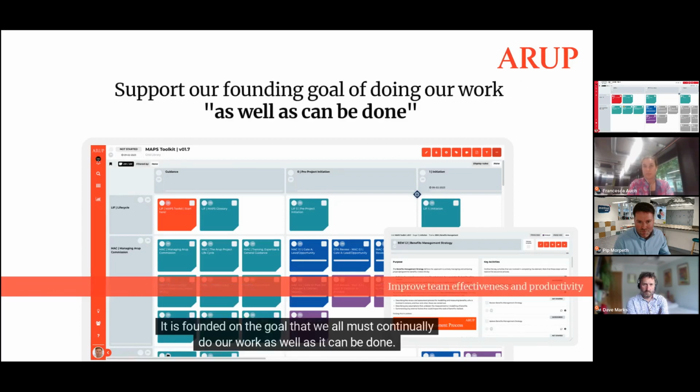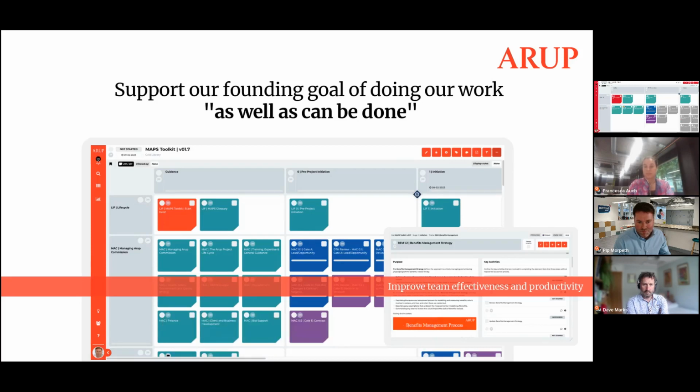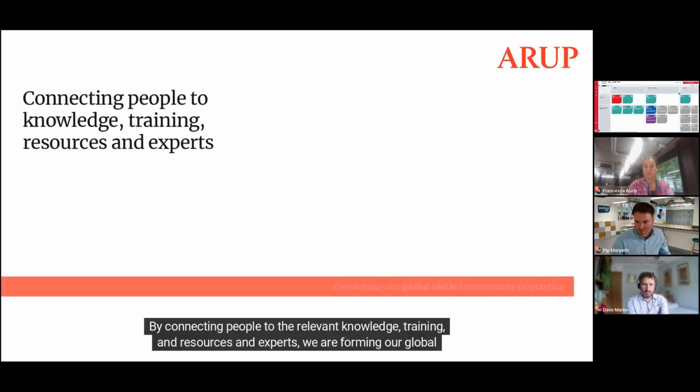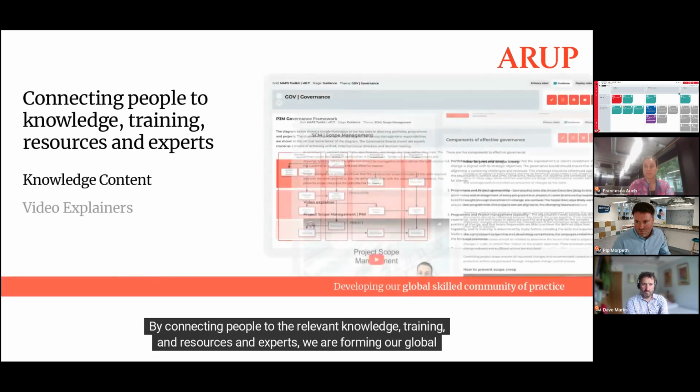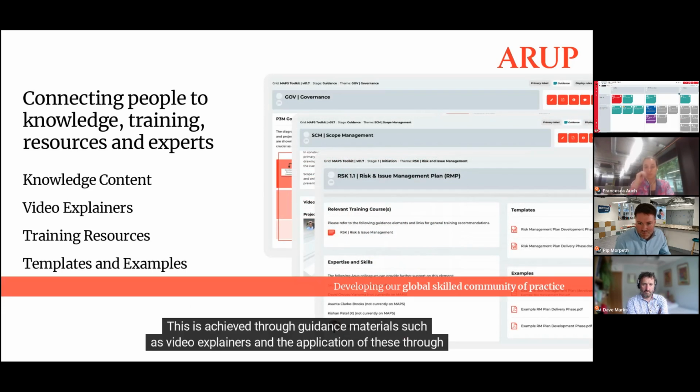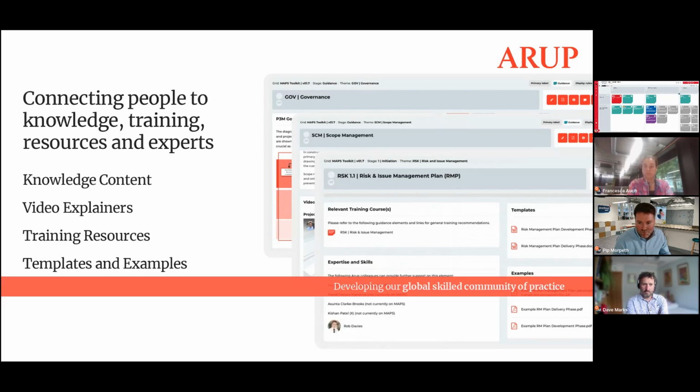It is founded on the goal that we all must continually do our work as well as it can be done. By doing this, we improve team effectiveness and productivity to deliver exceptional client services more consistently with less effort. The MAPS toolkit truly reflects our global talent, bringing together knowledge, experience, and expertise to foster creativity, increase collaboration, and improve engagement across our multifaceted organization. By connecting people to the relevant knowledge, training, resources, and experts, we are forming our global skilled community of practice. This is achieved through guidance materials, such as video explainers, and the application of these through templates and examples.